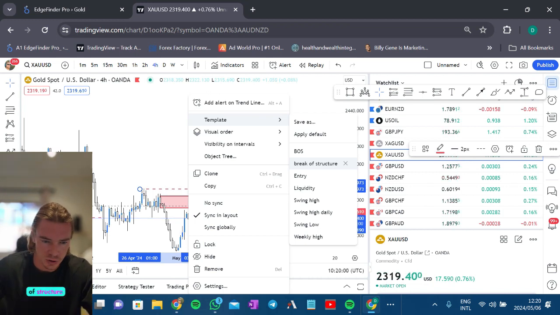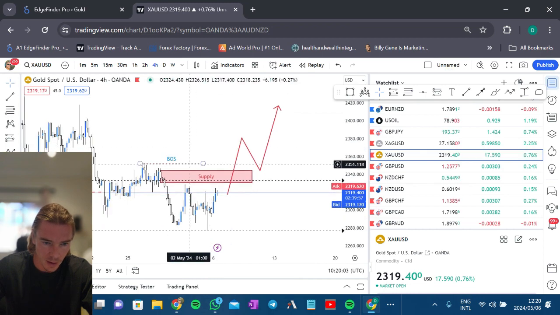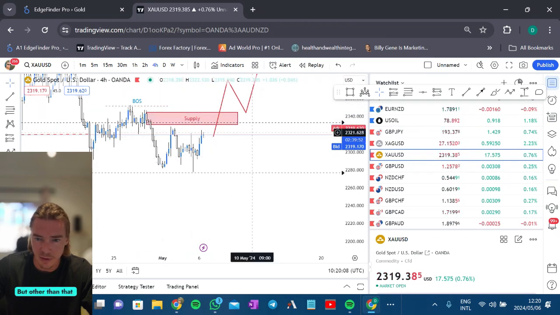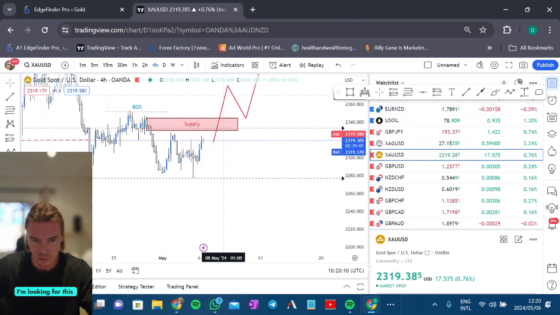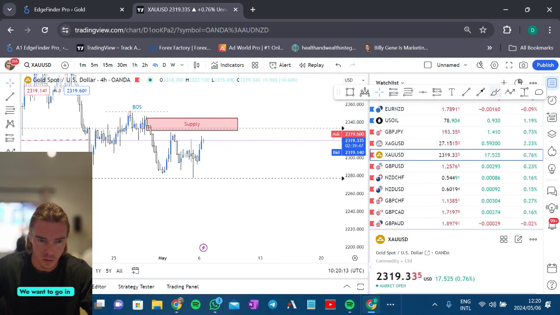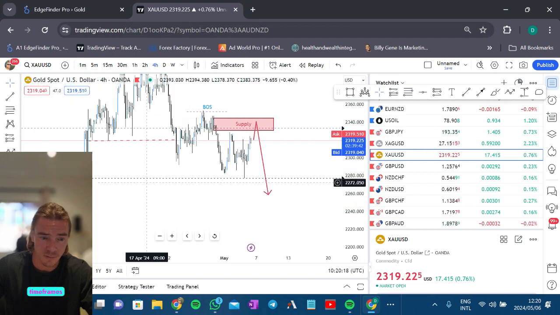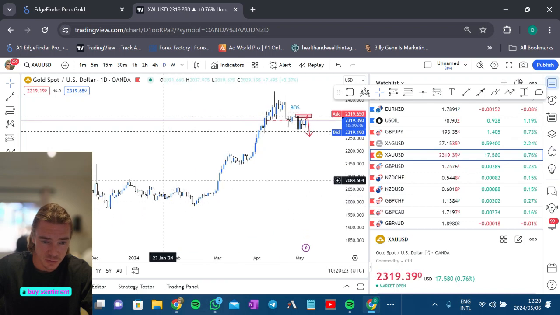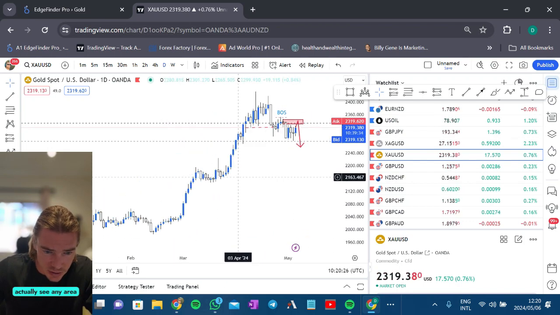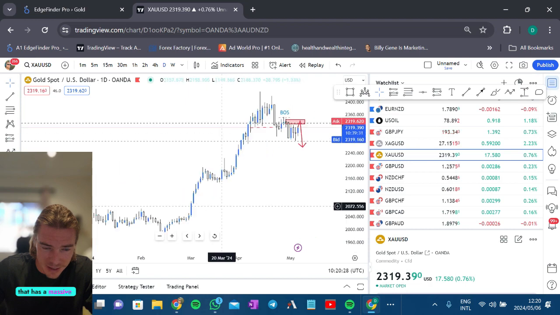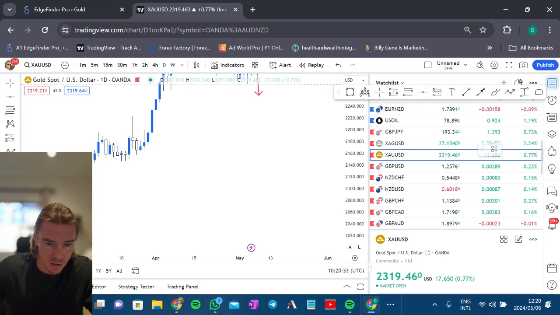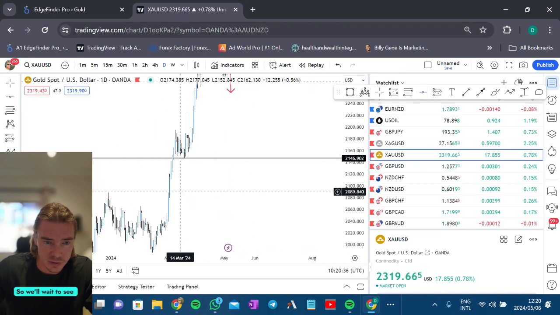So I have a break of structure if it comes to it. This is where I'm looking for it to break structure, and then come back down. But other than that, guys, I'm looking for this movement. We want to go in here, and then we're going to push down. And if we go onto the higher time frames, guys, this is why I do love it. The fact that there is already a buy sentiment, I can't see any area that has a massive buy. We just have this level here, which is good structure. So we'll wait to see what happens there.